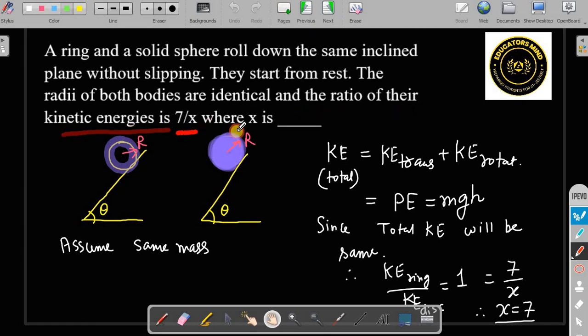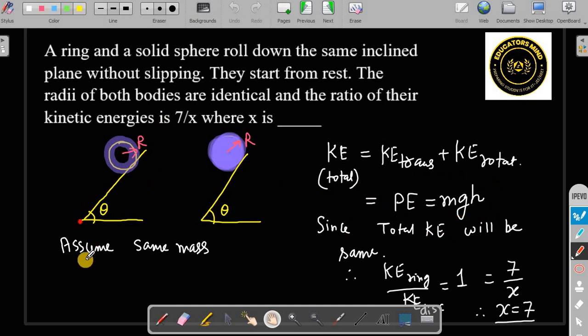The ratio of their kinetic energies is 7 by x, where x is what? Here the kinetic energy is again the total of translational and rotational kinetic energy. Once it is going down, the total potential energy is going to get converted into this total kinetic energy, right? So mgh will convert into total kinetic energy.